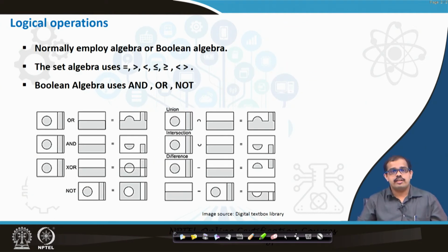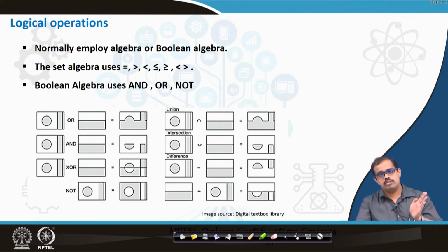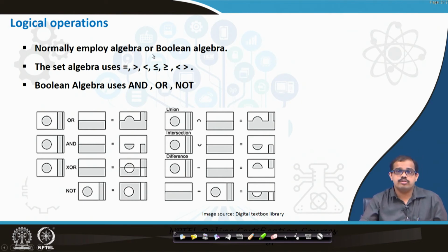Okay. So, when you are looking at logical operations, normally this employs algebra or a Boolean algebra. So, most of you know what we mean by a Boolean algebra. So, let us say that it is equal to, less than, greater than, greater than or equal to, less than or equal to. All of these are the operators that are being used, and Boolean algebra, when I say it is AND, OR, NOT, XOR, XNOR, all of these come under the Boolean algebra.